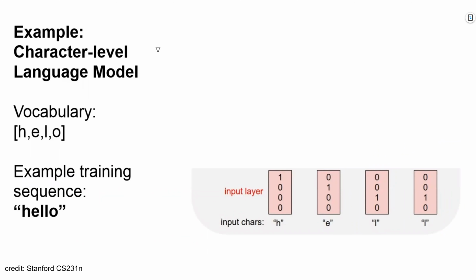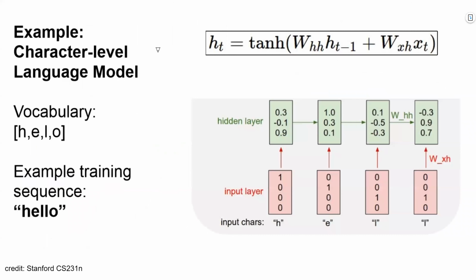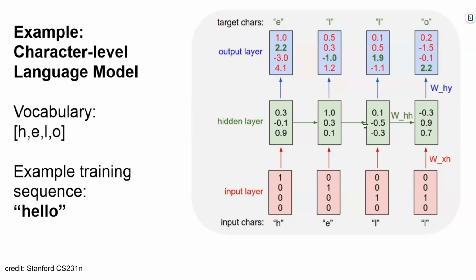And another example using RNN is the character-level language model. An example sentence is hello, and the vocabulary is H, E, L, O. And as we saw, this one-hot vector becomes word vectors. And then after the hidden layer, it generates outputs. And we want the probability distribution to be maximum for the target character. Okay, like this.